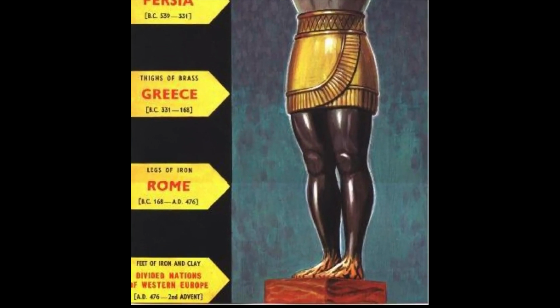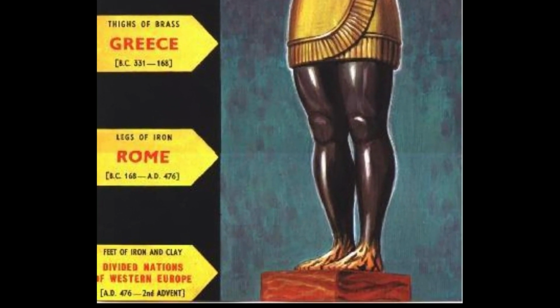However, because of the common belief that the 10 toes represent 10 Germanic tribes, we often say that this image ends at the time Rome was invaded by Germanic tribes from the north. And unfortunately, this interpretation of the image causes us to see the prophecy ending around 476 AD at the fall of the Western Roman Empire.